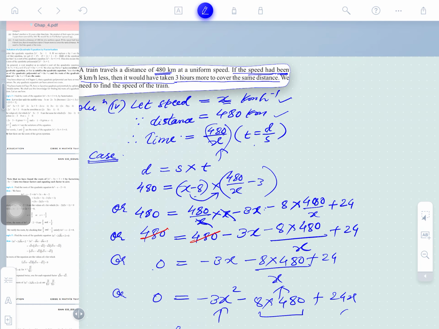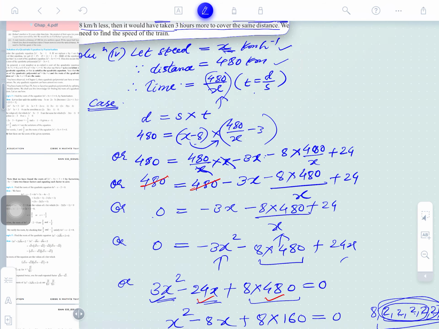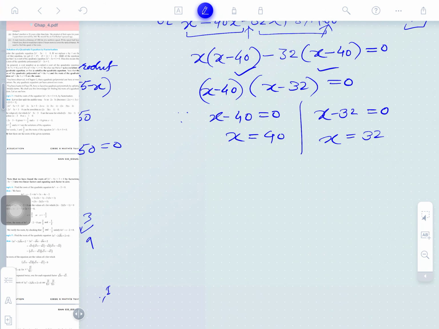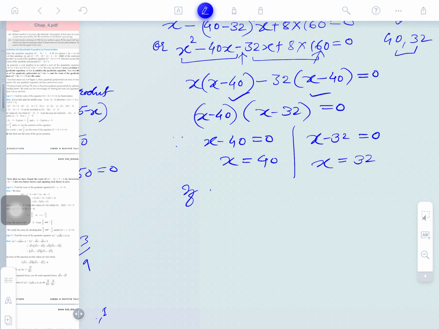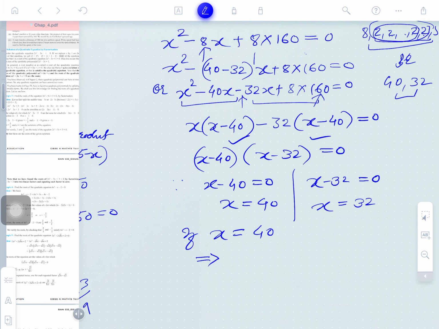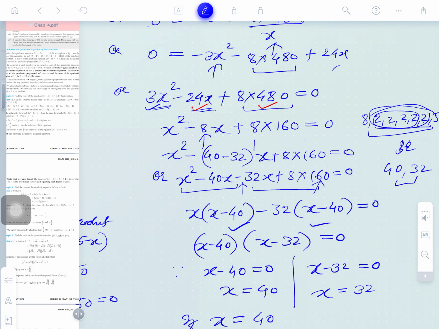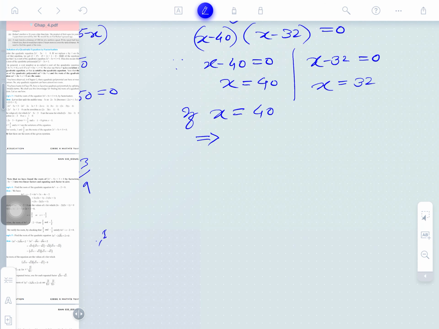Here x kilometers per hour is the speed, and the distance is 480. So your time schedule is there. Wait a minute please, if you have taken plus, minus is coming here. So if x is equal to 40, then x is the speed. There are two cases. If the speed is 40, then what is the time here?